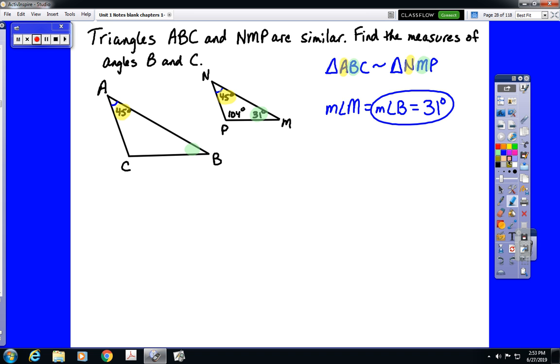And then finally, angle C and P have to be the same measurement. So again, we're asked to find the measure of angle C. Well, if the measure of angle P is equal to the measure of angle C, then the measure of angle C is 104 degrees. Problem done.